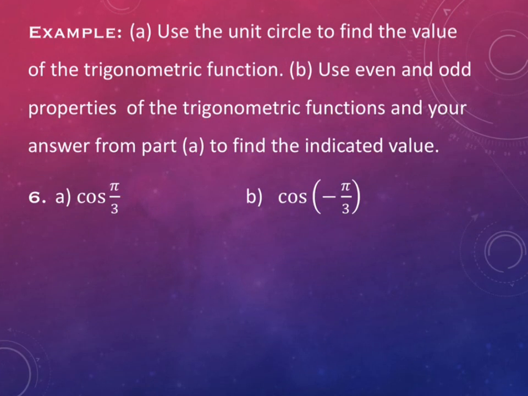So let's take a look at our last couple of examples. This one says we're going to use the unit circle to find the value of the trig function. Okay, so this is the same thing that's going to be on your unit circle quiz. And then part B says to use even and odd properties and the answer from A to decide what the answer is for B. In other words, if you had started here, how would you utilize this information to find the answer instead of going back to the unit circle to start with, okay?